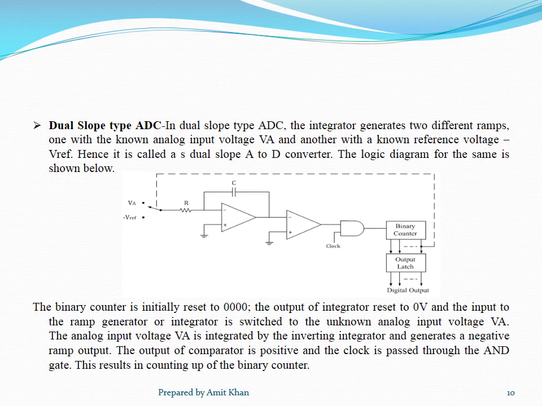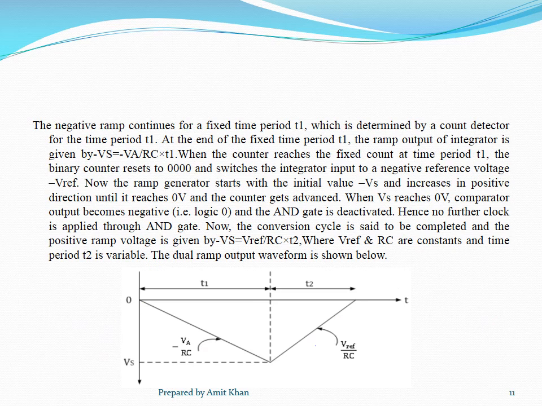Then if the output of the comparator is positive, the clock is passed through the AND gate. The negative ramp continues for a fixed time period T1, which is determined by a count detector. At the end of the fixed time period T1, the ramp output of the integrator is given as Vs equals minus VA divided by RC into T1. When the counter reaches the fixed count at time period T1, the binary counter resets to 0000 and switches the integrator input to a negative reference voltage, minus V reference.